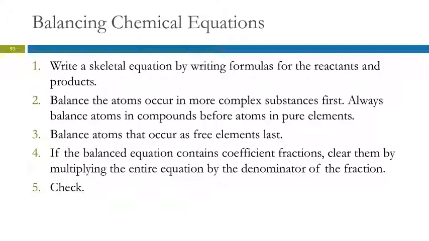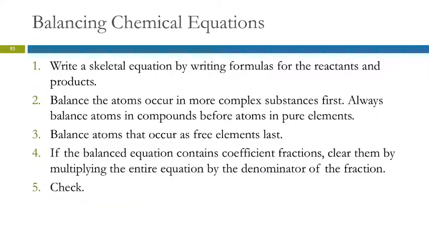As a guideline, balance atoms that occur in more complex substances first. Leave any free elements for last. Like the O2 there, it was just oxygen, it wasn't mixed up with any other elements, so that's a good one to leave for last. It's possible to end up with coefficients that are fractions. It's also possible to completely avoid that, but if you get fractions, you need to get rid of them by multiplying everything by the denominator of the fraction. And then you should always check your equation.